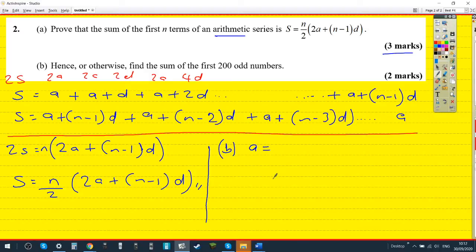So first 200 odd numbers. So is that like just... it's actually going to be like 100. So that's 100 numbers in total, isn't it? I believe so, yeah. So do I need to sub in 100 for n? Yeah.